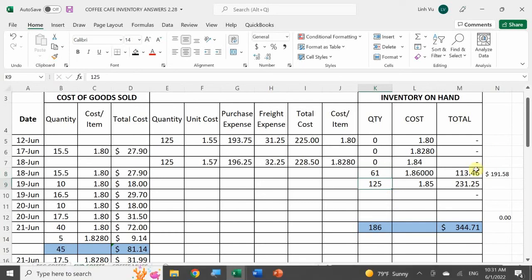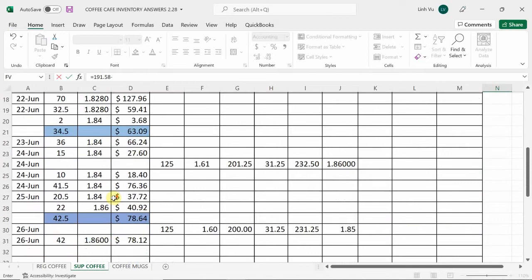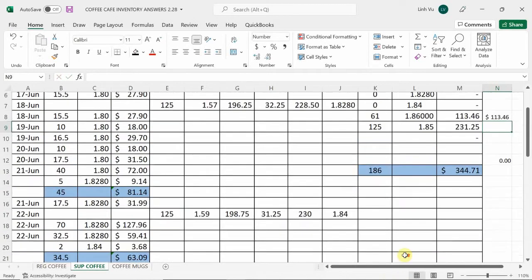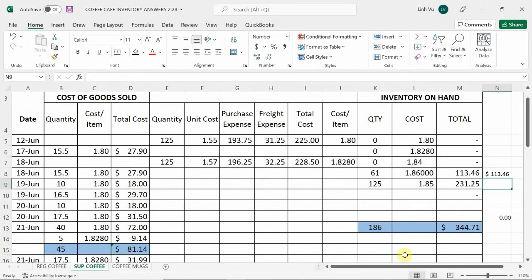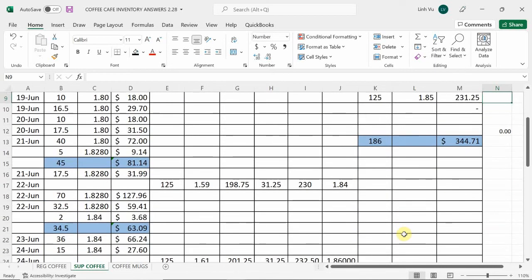Okay. And then again, 191.58 minus, how much was it? 78.12, right? Should give you a remainder of 113.46. So that's good. So we got a total of 186 pounds left at a grand total cost of $344.71.